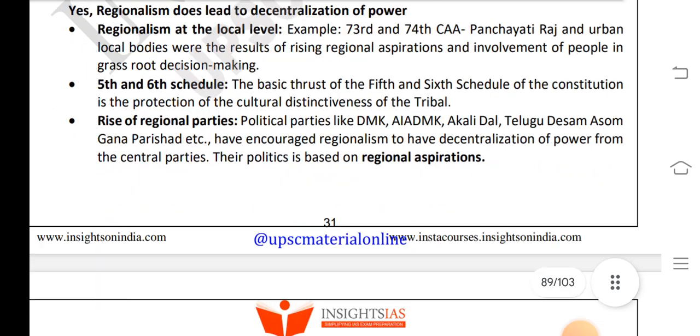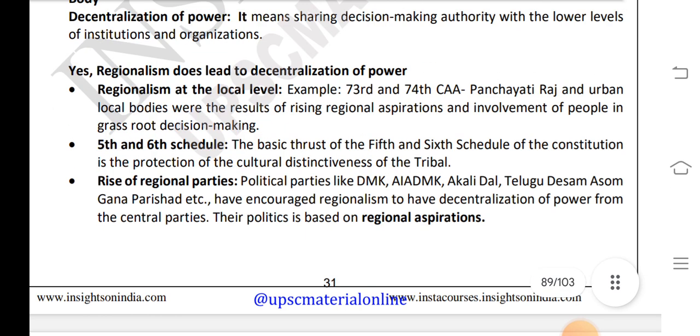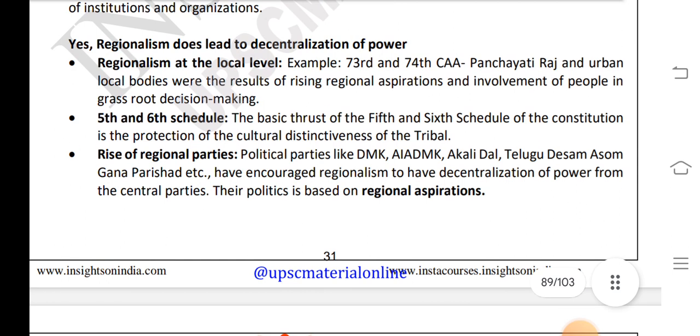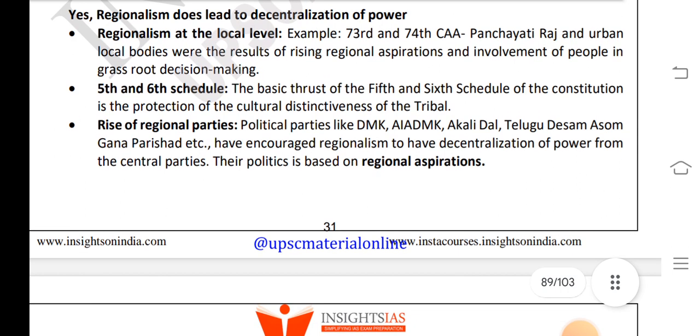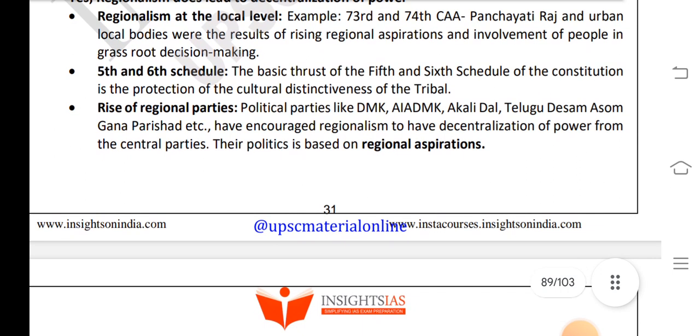within specific geographical regions, united by their unique language, culture, etc., which results in an attachment to one's region and sometimes can be a threat to the unity and integrity of the country. Decentralization of power means sharing decision-making authority with the lowest levels of institutions and organizations.